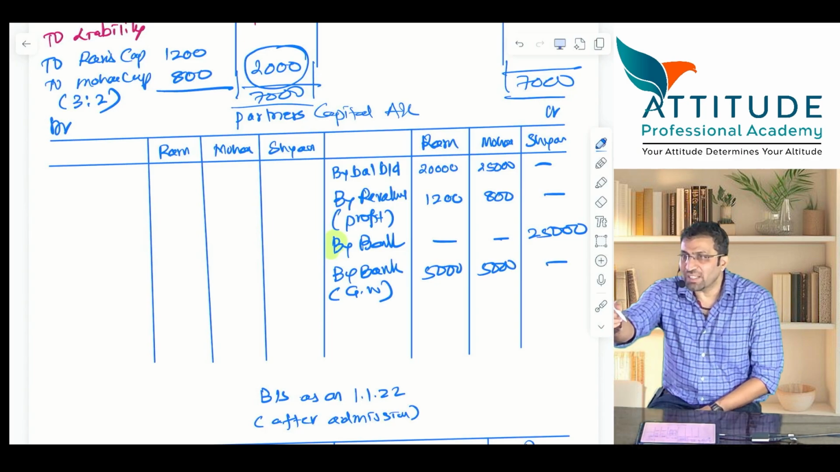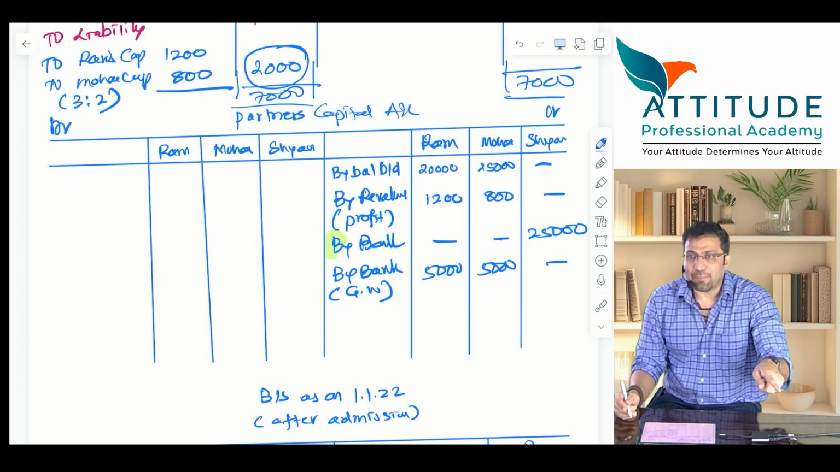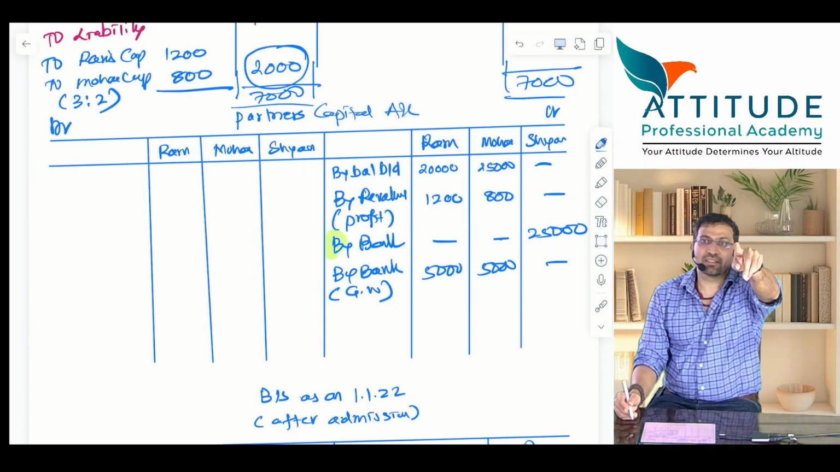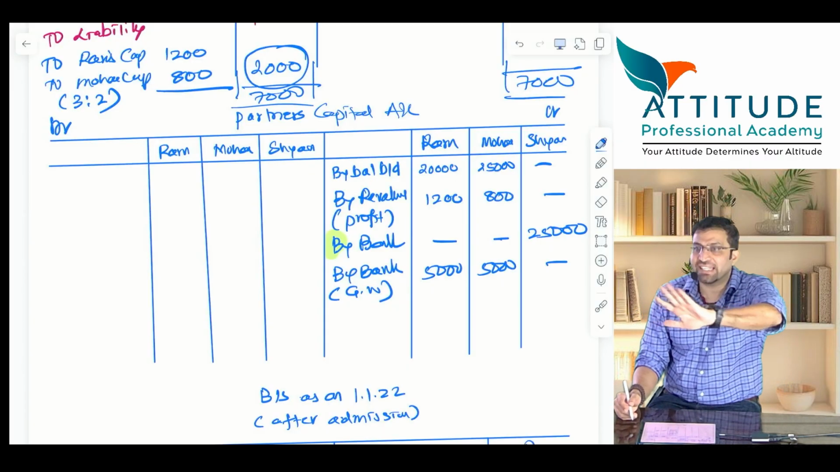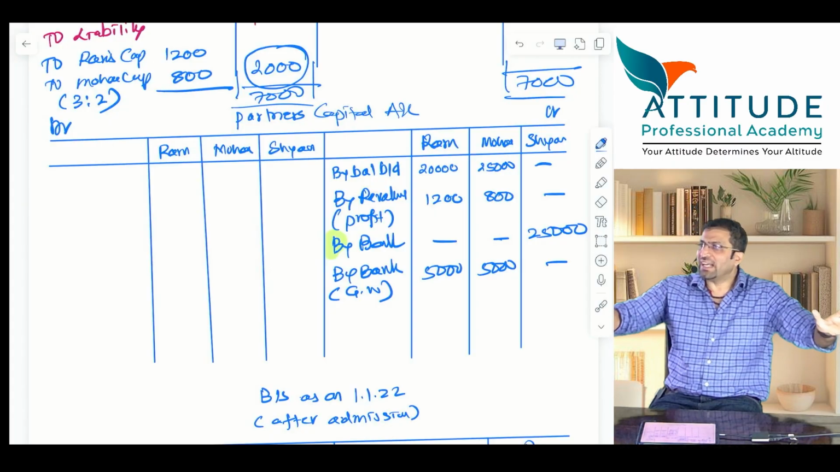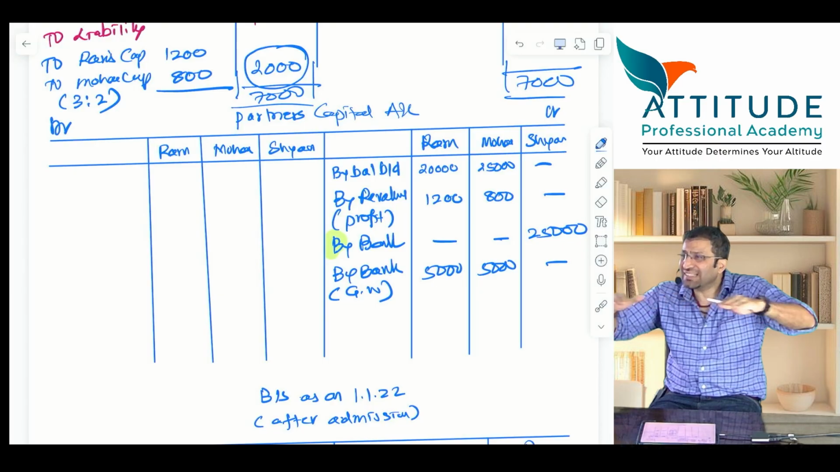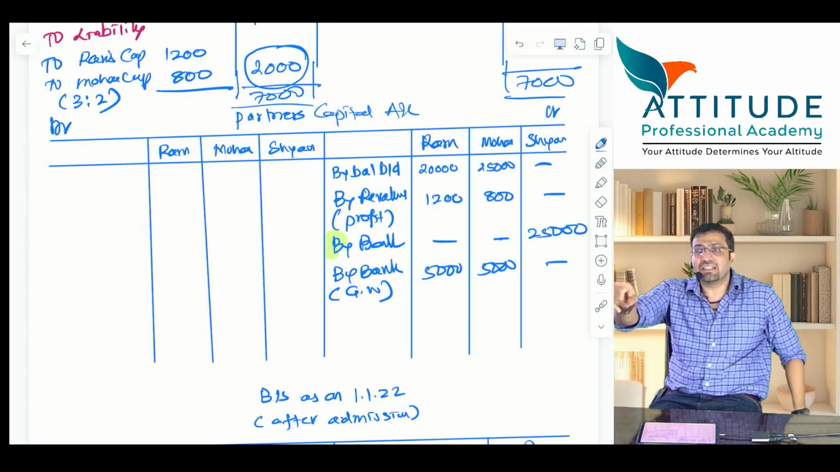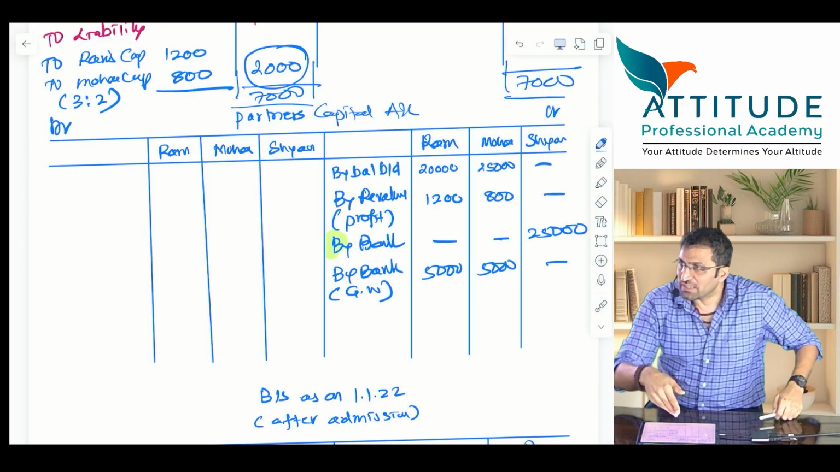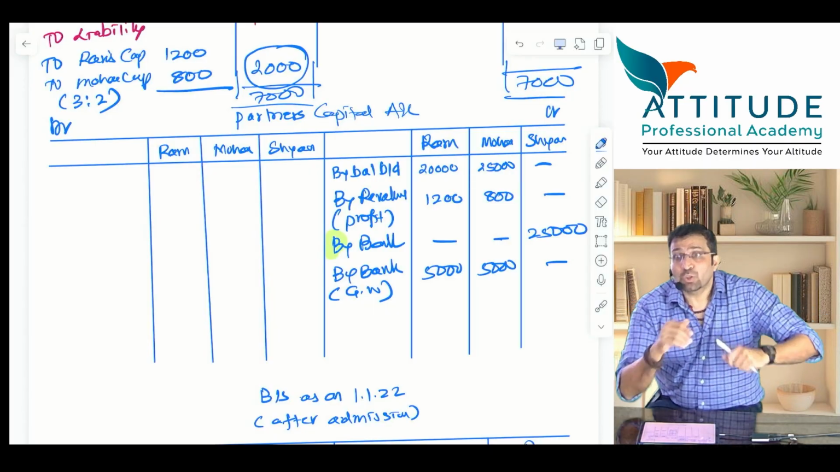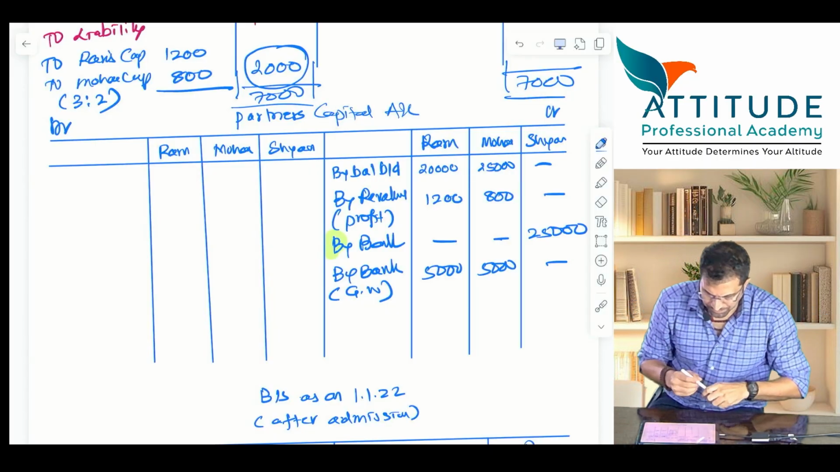Have they withdrawn the goodwill? If they withdraw the goodwill, Ram account debit, Mohan account debit to cash. They have not withdrawn. Done? Now part B is done. Part C, after admission equalization. In this sum equalization is not given, so that is over, straight to the balance sheet.